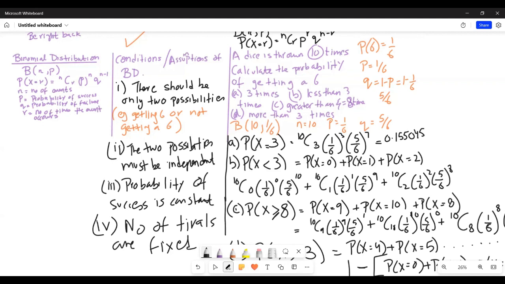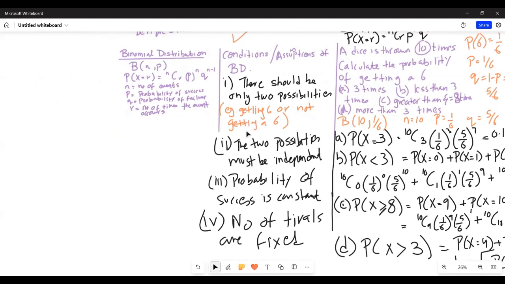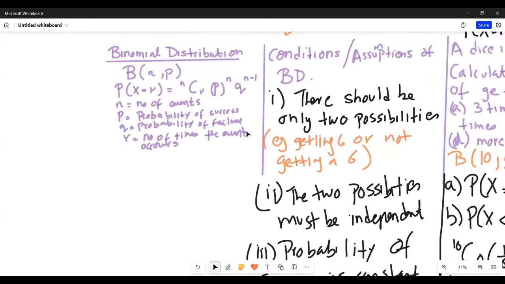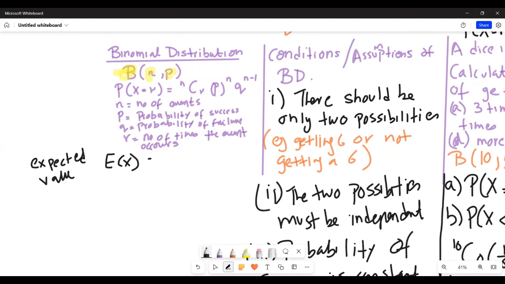Okay. Now I'm going to go back to the formula. And I'm going to write two more formulas here. So if the distribution is binomial and an n is given to you and a p is given to you, then you can also find the expected value of the outcomes. It's called expected value, which is the same as mean in grouped or ungrouped data. So here in binomial distribution, it's called expected value.